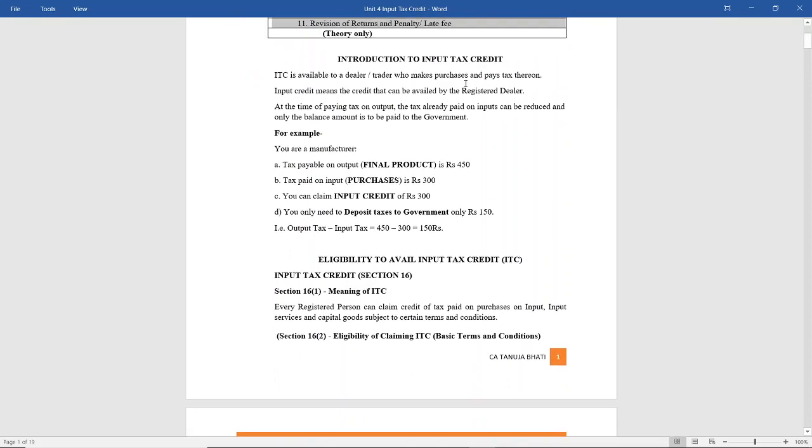What is the meaning of Input Tax Credit? Suppose you are a supplier and you are supplying the goods, so you collect tax from the customer. What tax you're collecting from the customer becomes your output tax. Similarly, when you are purchasing the goods, you have to pay the GST tax. So that becomes your input tax. The GST tax that you're paying on your sales becomes your output tax, and the GST tax that you're paying on your purchases becomes your input tax.